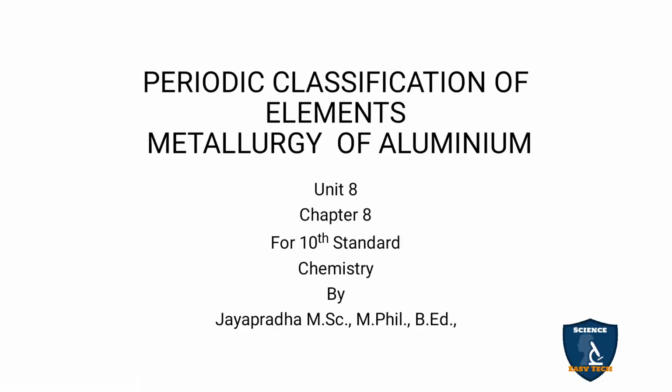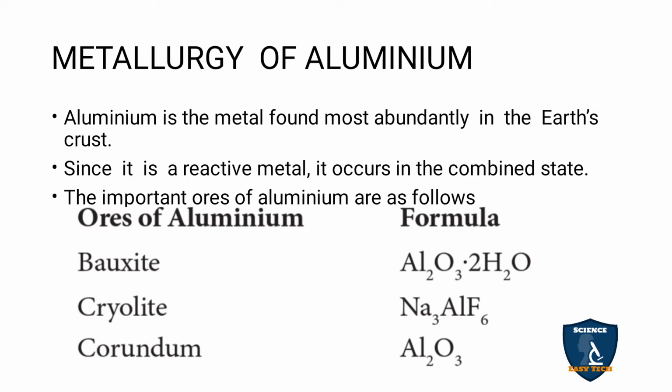Today we're going to discuss the metallurgy of aluminium, in periodic classification of elements, unit 8, chapter 8 in chemistry. We have seen the terminologies in metallurgy and the properties of metals, and now we're going to see the metallurgy of aluminium.